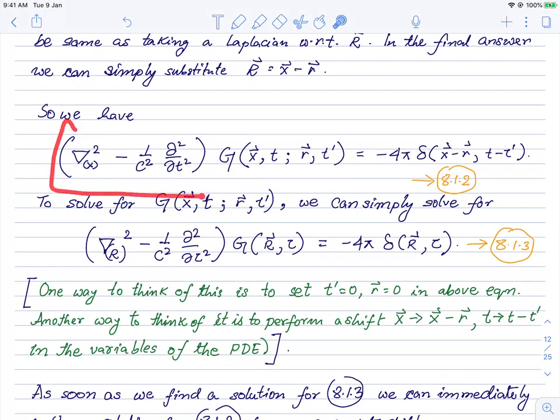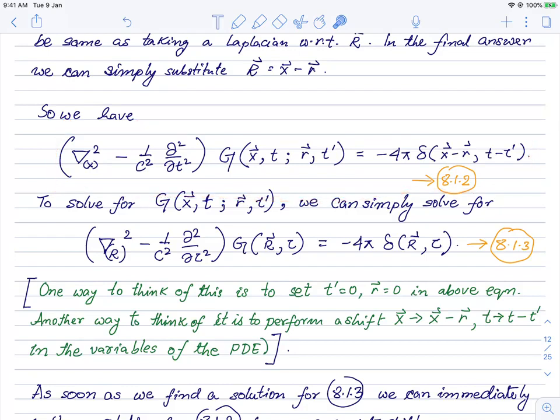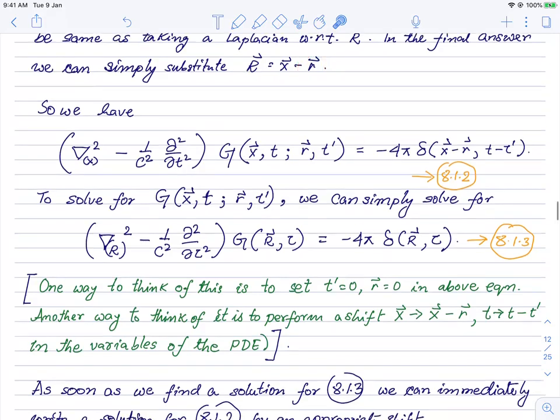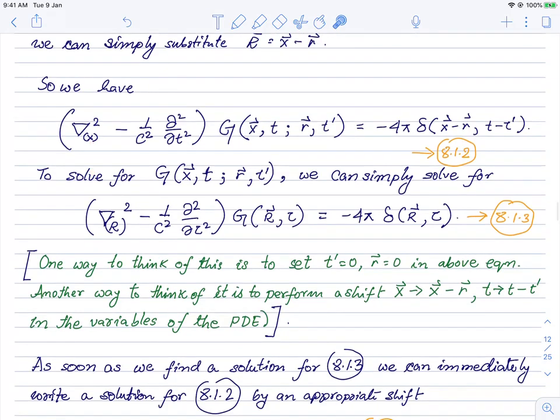This is the equation that we want to solve, right? And as far as this vector r is concerned, it is like the shift of x with this small r vector. So as far as this equation is concerned, it is a Laplacian with respect to the x vector, but we can convert it into the Laplacian with respect to the r vector by just shifting the variables by this r, if you like.